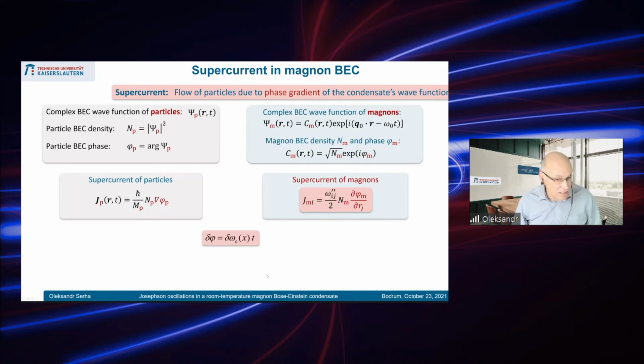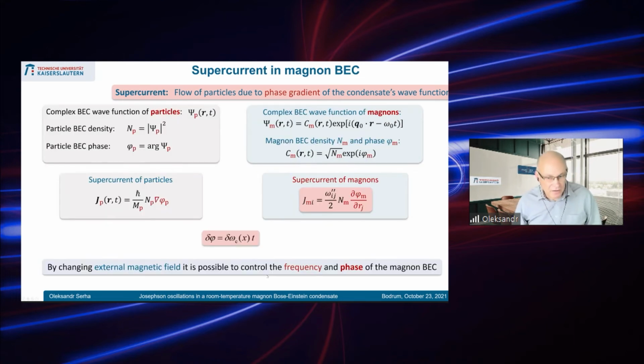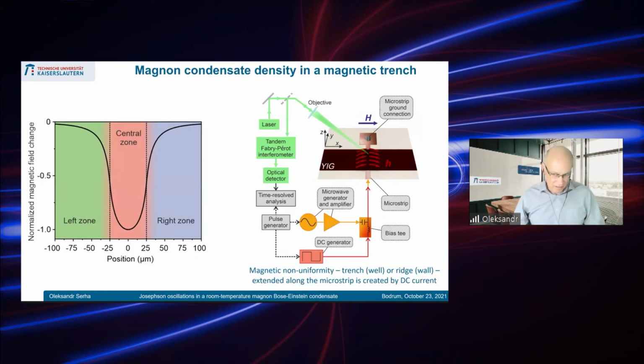How can we change the phase? We can change the magnetic field. If we change the magnetic field, we change the frequency of our condensate, and with time we will have accumulation of phase. So by changing the external magnetic field, it is possible to control the frequency and phase of the magnon BEC. And we have done this. In addition to the application of the microwave field from the microwave pumping generator, we applied a DC current to a metal wire on the surface of our yttrium iron garnet film.